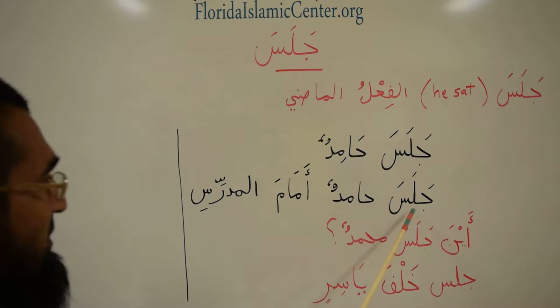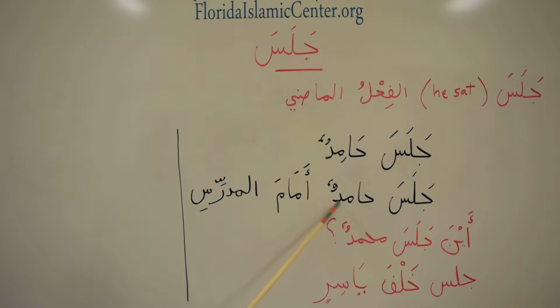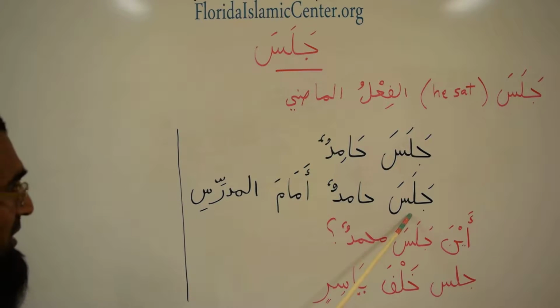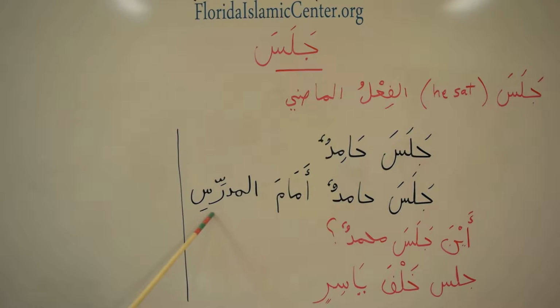Here's another sentence. Jalasa Hamidun amam al-mudarrisi. Reviewing, right? Jalasa Hamidun amam al-mudarrisi. So Hamid sat in front of the teacher. So amama, you should know right away, this is a dharf. Al-mudarrisi is, well, the dharf is going to also be the mudaf, and this is going to be the mudaf ilayh. Amam al-mudarrisi. Okay.